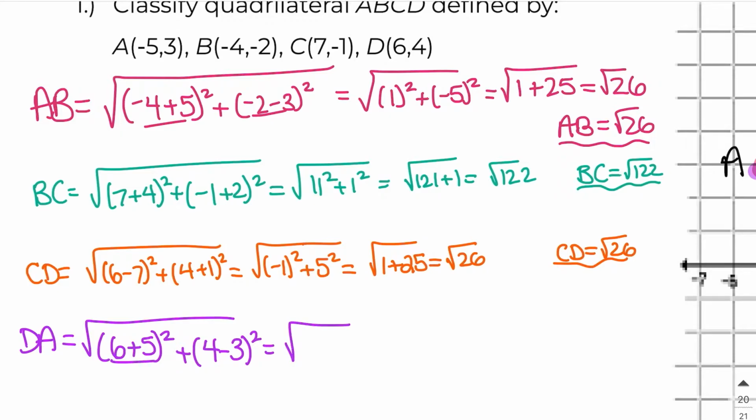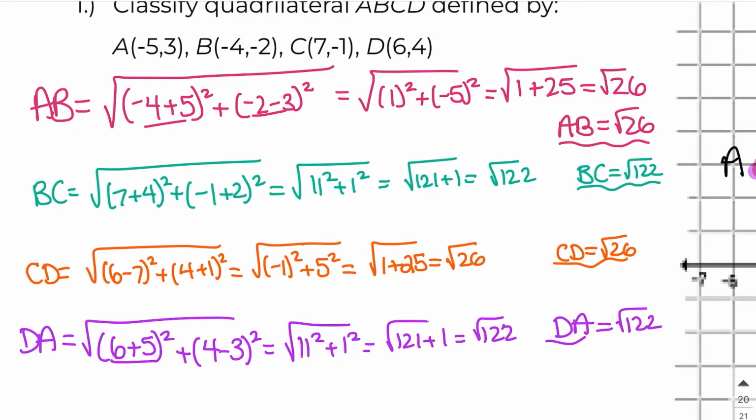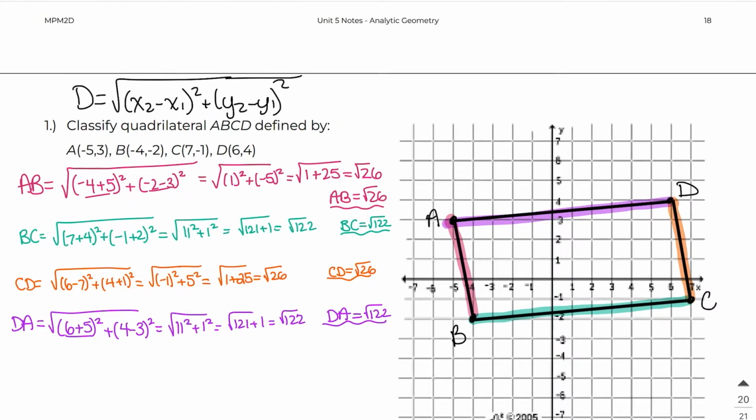So 6 plus 5 is 11. 4 minus 3 is 1. So here I end up getting the square root of 121 plus 1, which is the square root of 122. So here we can say that DA is going to be equal to the square root of 122. All right, so if you notice right here, we can say that the opposite sides are in fact equal to each other.